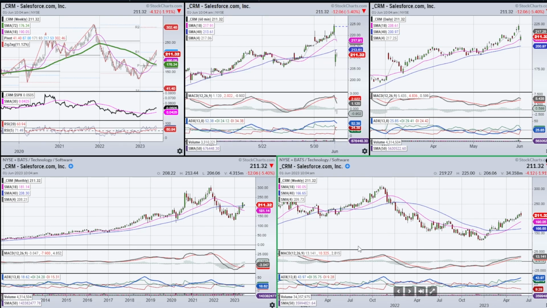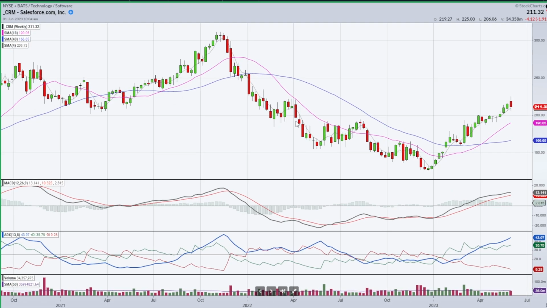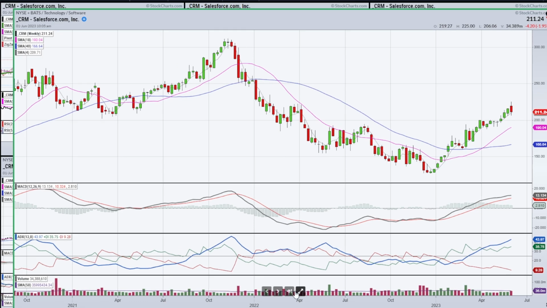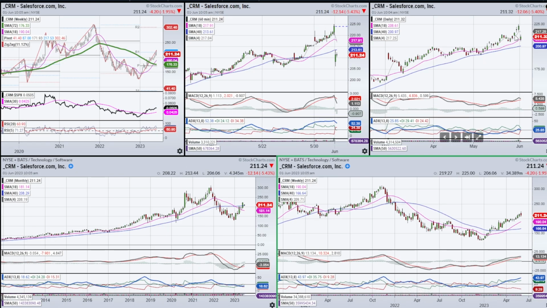Okay, CRM. So we're getting a pullback in this. I really felt like looking at it on the weekly, we turned the trend, but we haven't had that really clean pullback after the strong move to the upside. We do need this to pull back a little bit more. It's possible that the 200, 195 area is now going to act as support on a pullback. I would just like to see that happen.